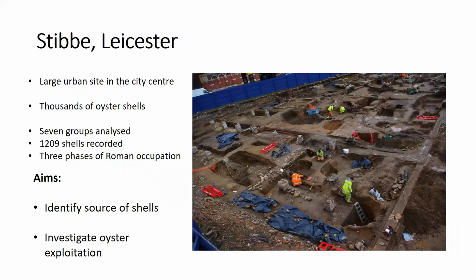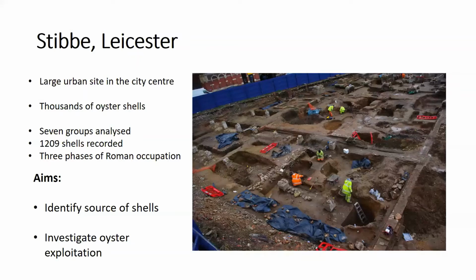Those of you who have been familiar with previous ULAS talks have probably come across the Stibbe site before. It was excavated back in 2016 and was one of ULAS's major excavations. It had a lot of publicity at the time in Leicester and a little bit of recognition further afield as well, because some nice mosaic pieces were found. So Stibbe is a large urban site. It's in the city centre of Leicester.